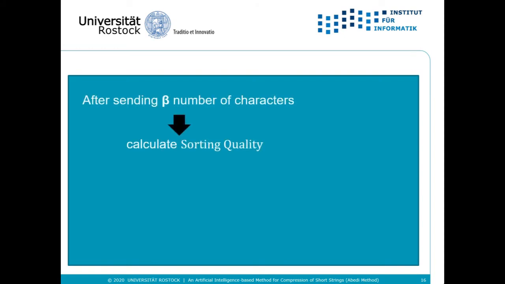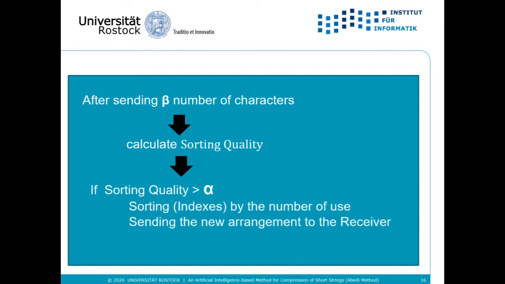In order to change the order of the table after sending beta number of characters, the sorting quality is calculated, and if sorting quality was larger than alpha, which is a number between 0 and 1, then the table gets reordered and the receiver will be informed. It must be mentioned that the alpha and beta values can be achieved by trial and error.